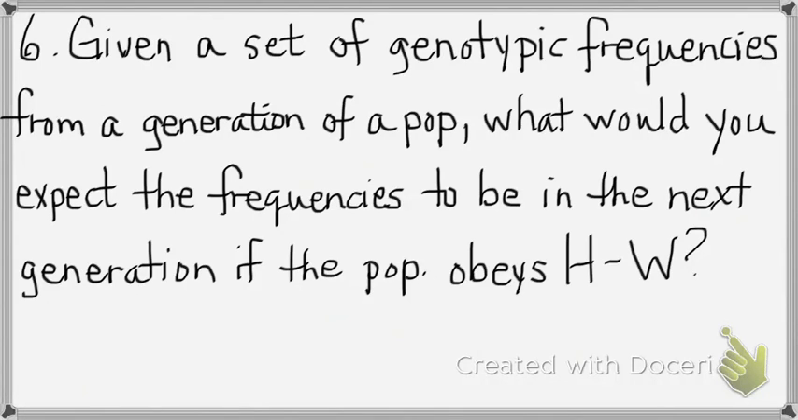Okay, let's just pretend. This is number 6. Let's say that P is 0.5 and Q is 0.5. Everybody notice they add up to 1? Okay. Let's say I give you these genotypic frequencies, and then I say, what would you expect the P's and Q's to be the next generation if the population is obeying Hardy-Weinberg? Well, Hardy-Weinberg predicts no evolution. If no evolution is occurring, then everything stays the same. So if a population is obeying Hardy-Weinberg, it's an equilibrium. What does that mean? Staying the same. So what's the answer? 0.5 and 0.5.